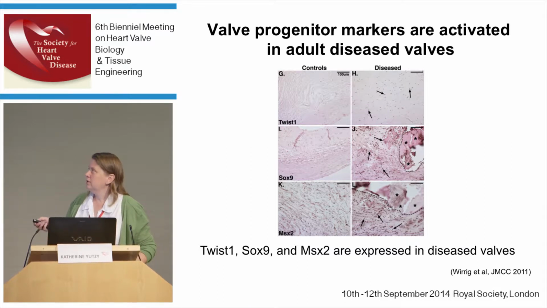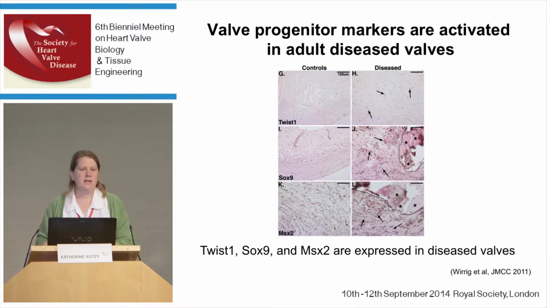And so this is histology of human diseased valves. In the control valves, we're looking for brown nuclei, and there's very little expression of these transcription factors. But during both pediatric and adult valve disease, TWIST1, SOX9, which is another transcription factor involved in early valve development, MSX2, these are all activated, and they're activated in a very widespread way.